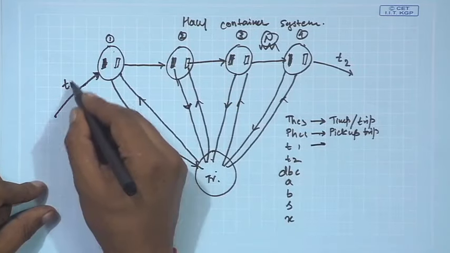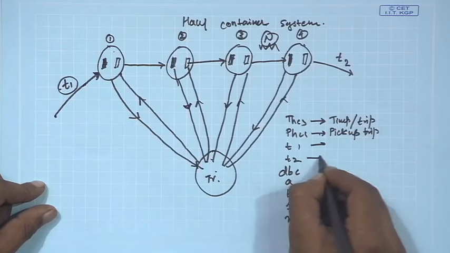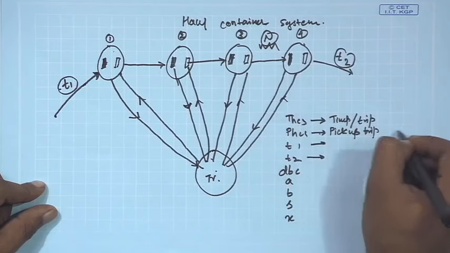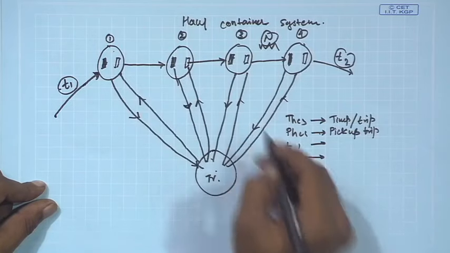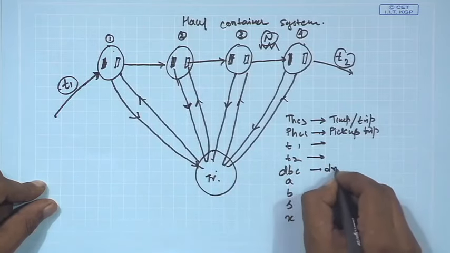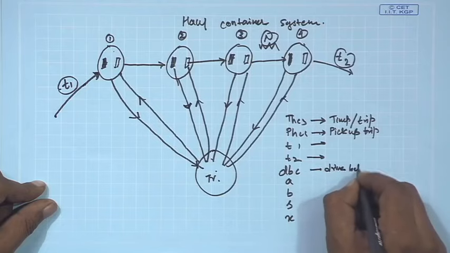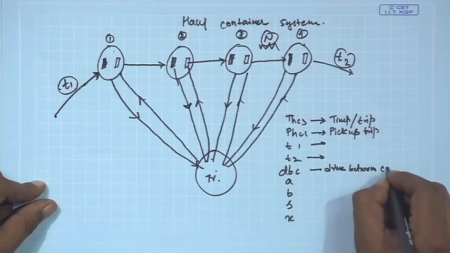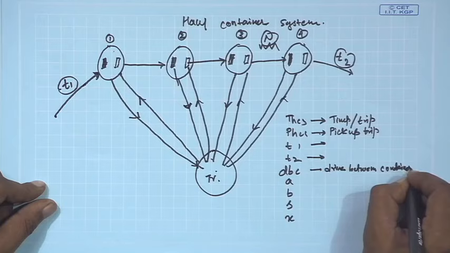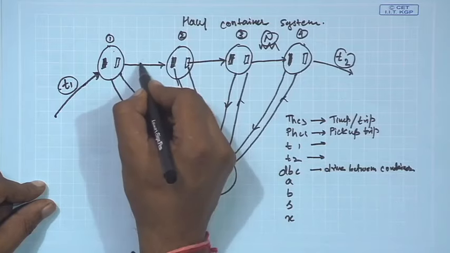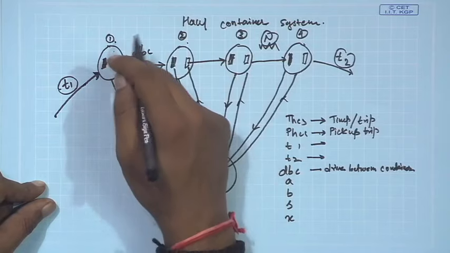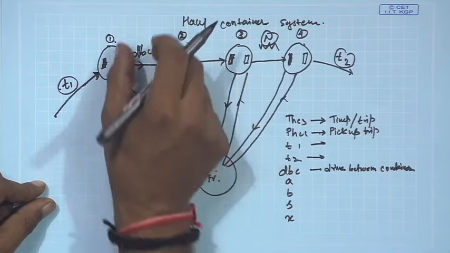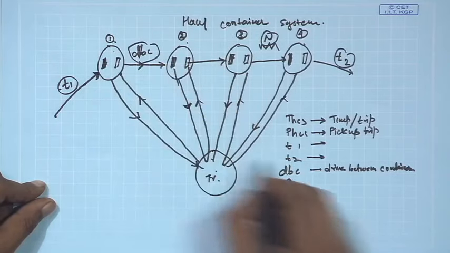T1 is, as I have told you, the first value, T2 is the last value, when it will go to the dispatch station, and DBC is nothing but drive between container. Drive between the container means this value DBC. Container 1, container 2, it will unload, come here and drive to another container. This is the DBC value, drive between the container.